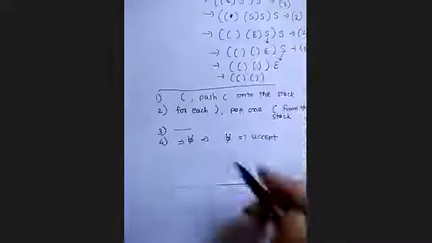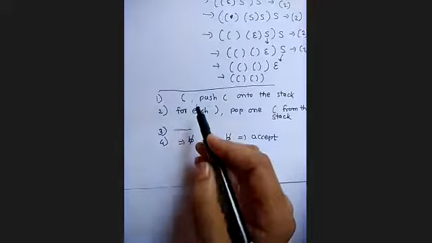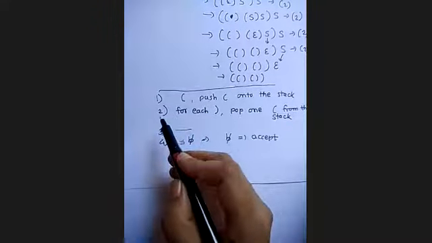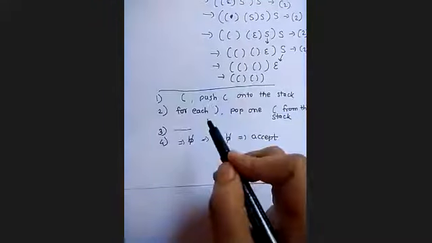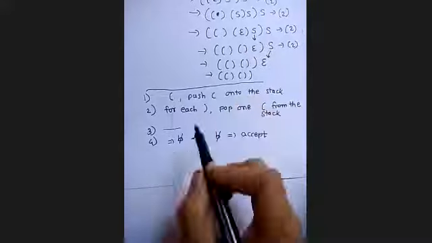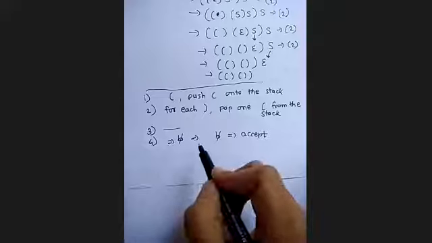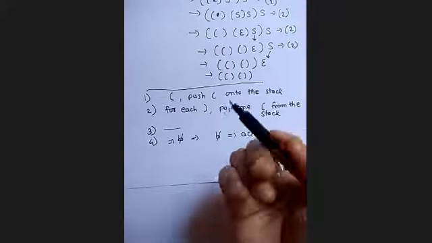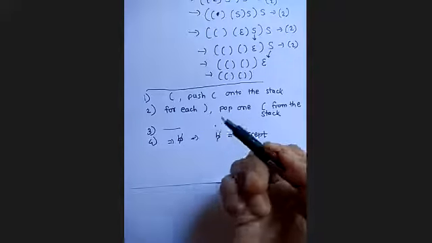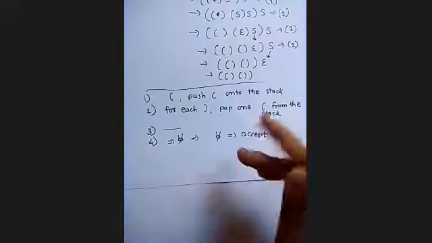So what is the logic? I told it in 4 steps. You will read input. If you read an opening bracket, you have to push that opening parenthesis onto the stack. Second step: if you read a closing bracket, for each closing bracket you will pop one opening bracket from the stack. Keep on doing this till you reach the end of the string. If you reach the end of the string and get the blank, then you have to check whether the stack is also empty. If the stack is empty, that indicates the number of closing brackets equals the number of opening brackets, and it is also well formed. Then accept that string.